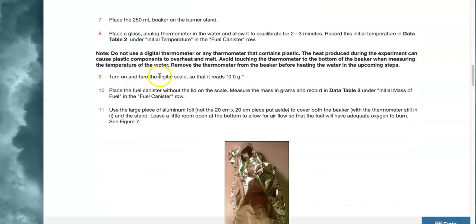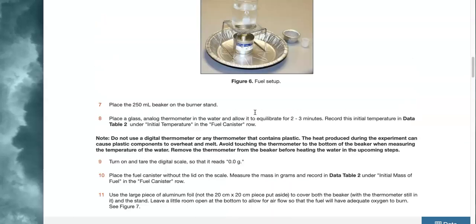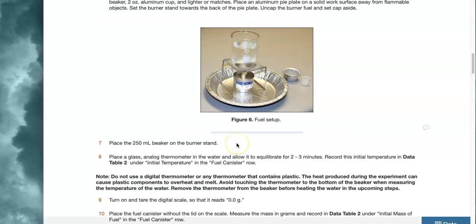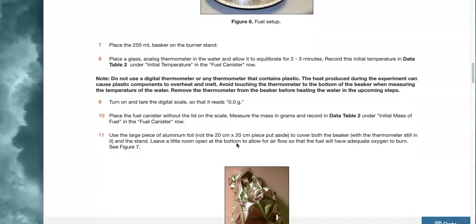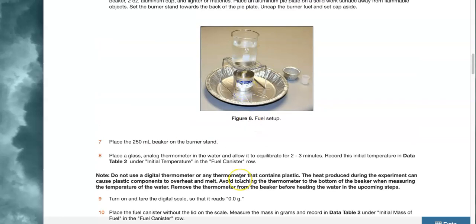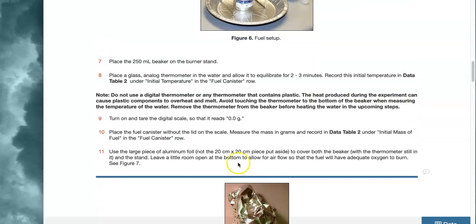And then turn on and tare your digital scale again so that it reads 0, and put your fuel canister without the lid on your scale. We want to know what the fuel source, this is the Sterno, weighs before the experiment. If you've heard Einstein's equation, E equals mc squared, mass is going to be converted into energy when we do this experiment. So at the end, when you take the mass of the Sterno, it will have a lower mass. So you need to record what it is before you start burning it.